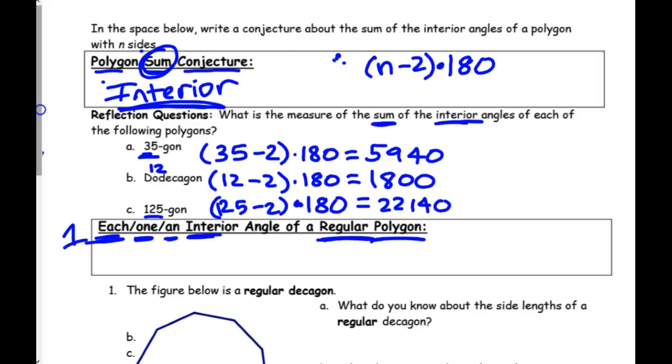So again, to find each, take that formula from above. Here's my sum. And then we have to divide by the number of sides. Okay? That fraction is kind of ugly, but that's how you get each interior or one interior. So guess what? People sometimes don't read their problems and they just guess which one to use. Well, you just look for the words. If you see sum, boom, first one. If you see each or one interior of a regular polygon, boom, use that one.